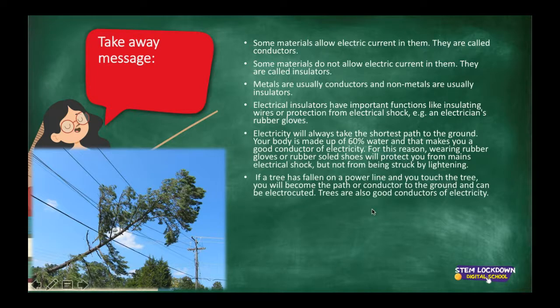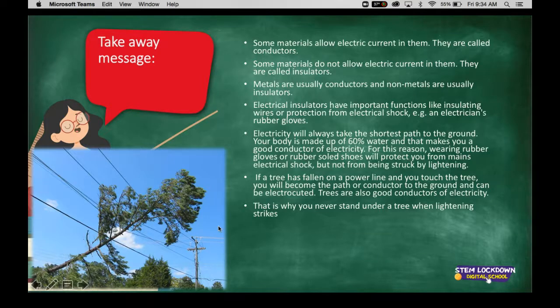All right, here's the answer to what somebody asked yesterday about a tree. If a tree has fallen on a power line and you touch the tree, you will become the path or the conductor to the ground and can be electrocuted. Trees are also good conductors of electricity, especially live trees. That is why you are never to stand underneath a tree when lightning strikes.